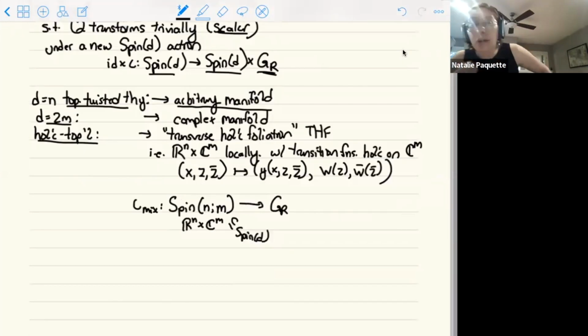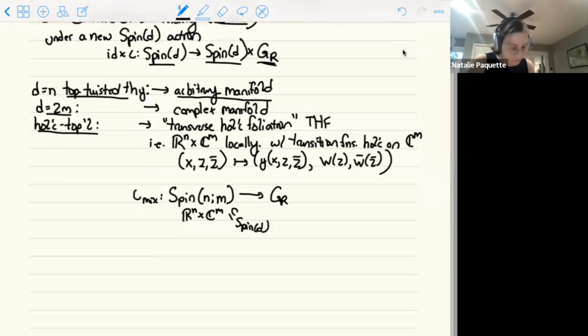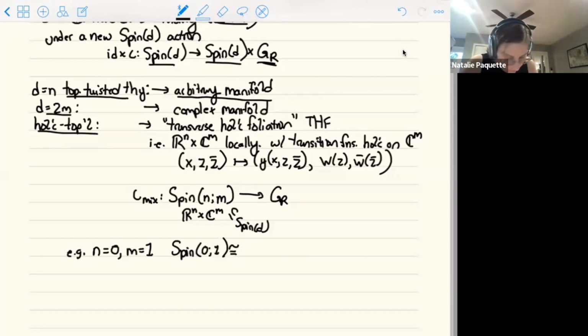Of course, this only works if your R symmetry group is non-anomalous. So for any given theory, you have to check the anomalies of the R symmetry and worry about that potentially. That might restrict your options, but it goes on a theory by theory basis. So for example, if n equals 0 and m equals 1, the group that I called spin 0,1 is just spin 2 or U1, just rotations of a single complex plane.